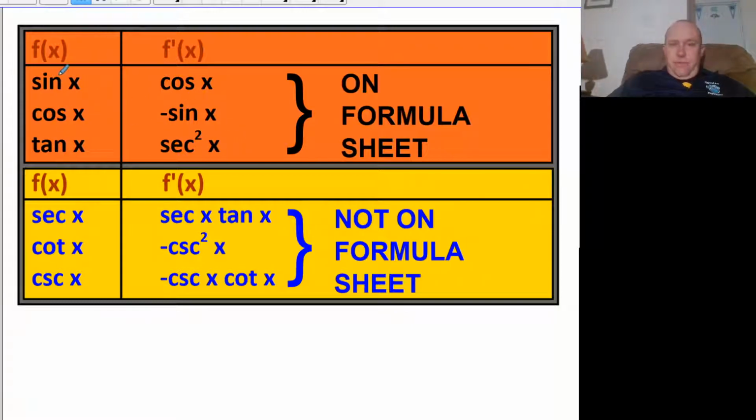Now these first three results are actually given to you on the formula sheet, and then the f dash of x, the derivative, is listed alongside them. So you don't need to remember these ones, you just need to know how to use them. Now, unfortunately, probably the ones that are the more difficult ones to remember are the ones they don't give you. So the differential of secant, cotangent, and cosecant x.